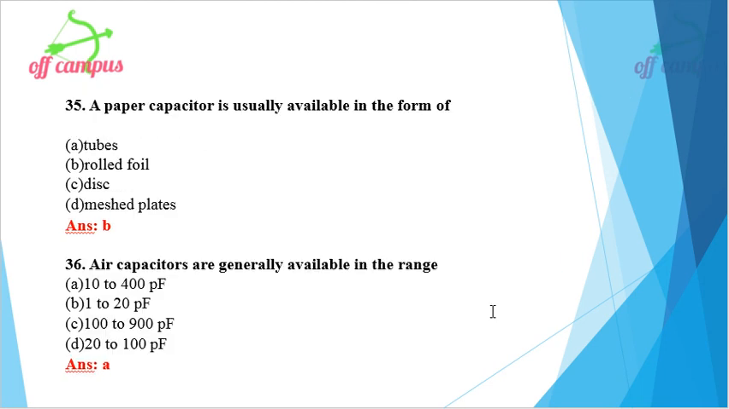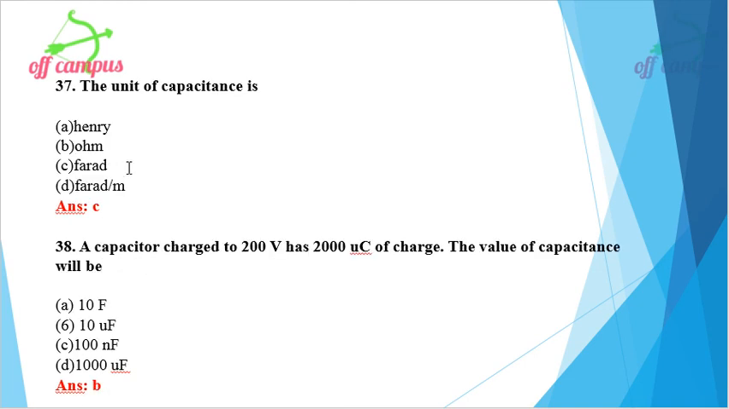A paper capacitor is available in the form of rolled foil. Option B, rolled foil. Then air capacitors are generally available in the range of 10 to 400 picofarad. Option A. Then the unit of capacitance is farad. Answer C, farad.